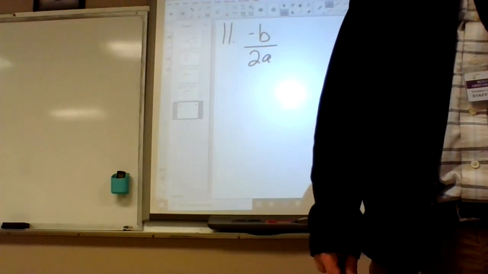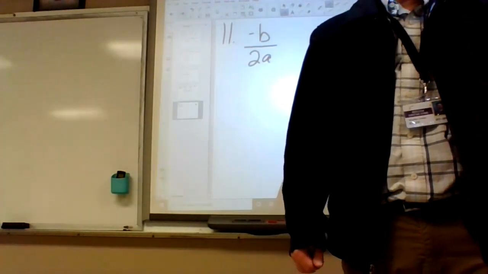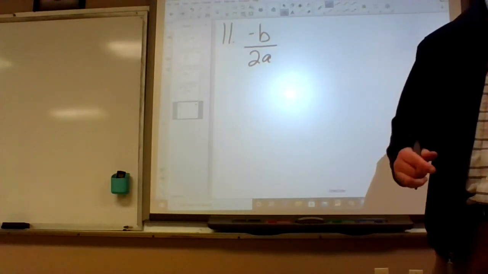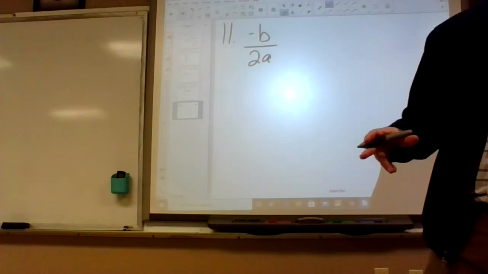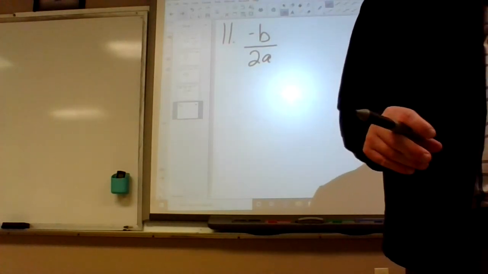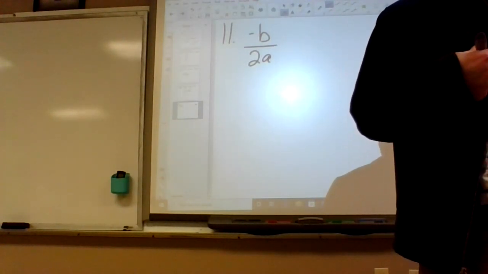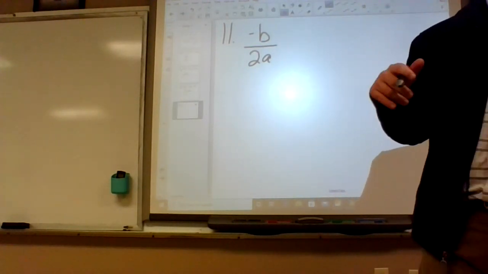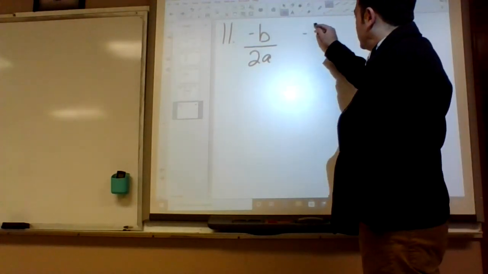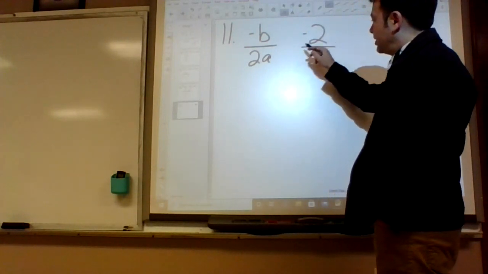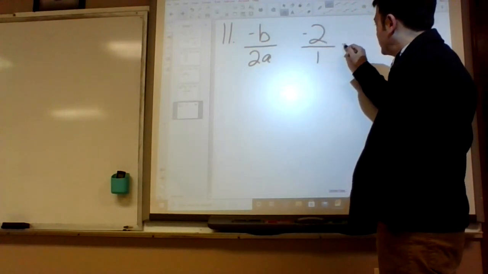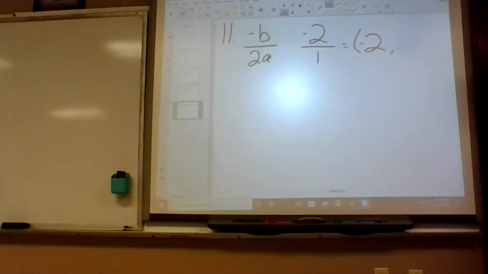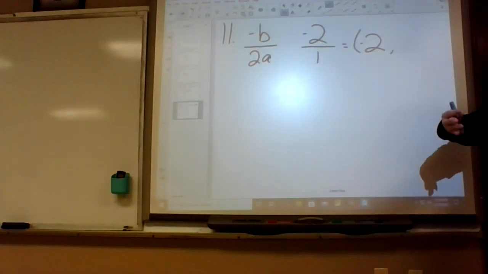So on 11, what would negative b be? Would you use that on number 10? Yeah, 11 and 10. When it's written in standard form, you have to use that. Oh, and 12, I meant. Negative 2 over 1. Negative 2. And then 2a, 2 times 1/2 is 1, so it's negative 2. So negative 2 basically is the x-coordinate of the vertex. It's like the axis of symmetry.